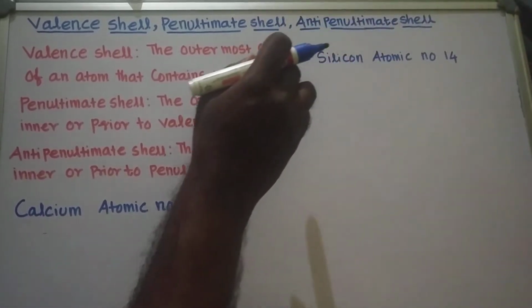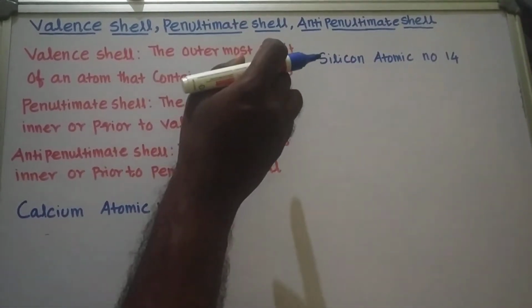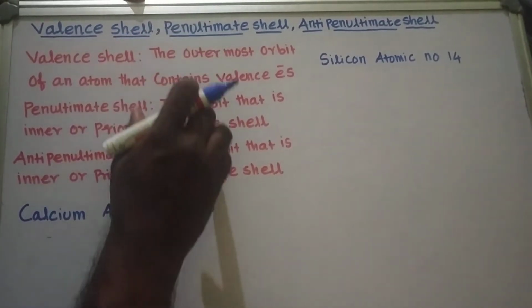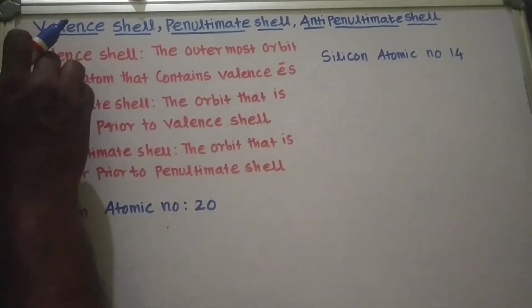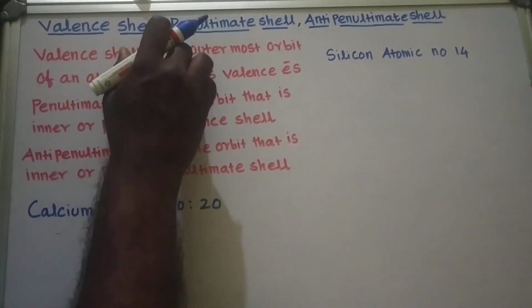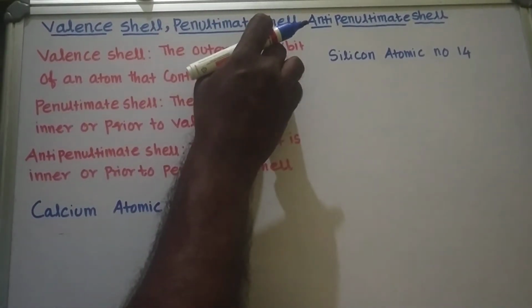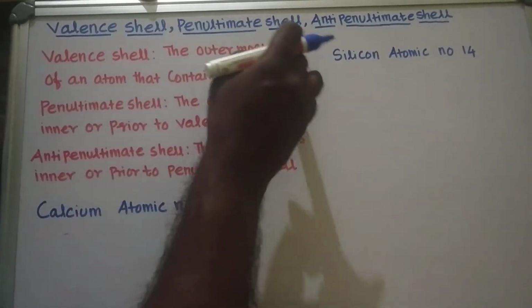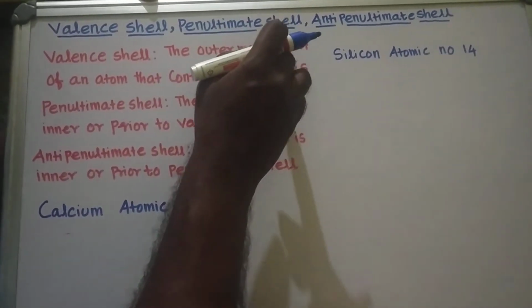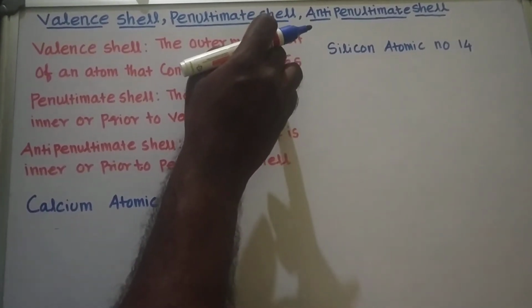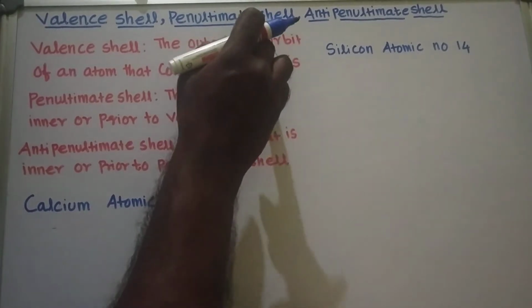Before going to see the topic, we must know the definition of this orbit, the shell. First of all, we are going to see valence shell. The valence shell is defined as the outermost orbit of an atom that contains valence electrons. It is the ultimate orbit of the atom in which the electrons revolve around the nucleus.